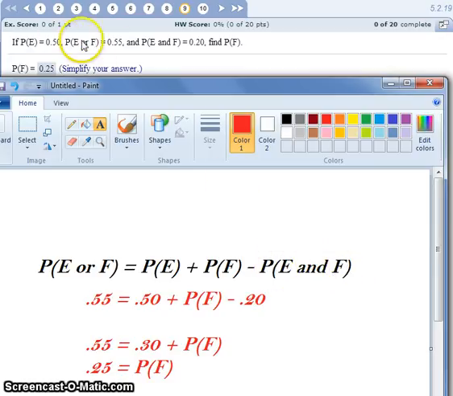So the problem tells us 3 of those 4 pieces. Fill them in where they belong, and then you can solve for the one piece that's missing using algebra. So 0.5 minus 0.20 leaves us with 0.30 plus probability of F on this side, and then subtract 0.30 from both sides, and you get the probability of F is 0.25.